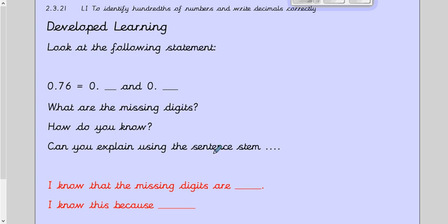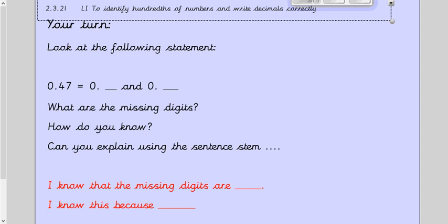It says, I know that the missing digits are 0.7 and 0.06. I know this because I can see there are 7 tenths, which is 0.7, and there are 6 hundredths, which is 0.06. And that's all it is, okay? It's just looking at each value and knowing what they're worth and how to write them if you partition them, just understanding each individual digit.